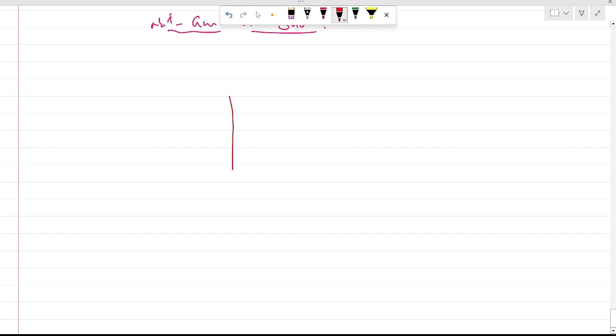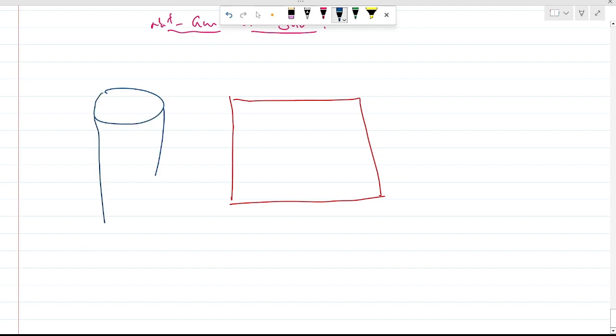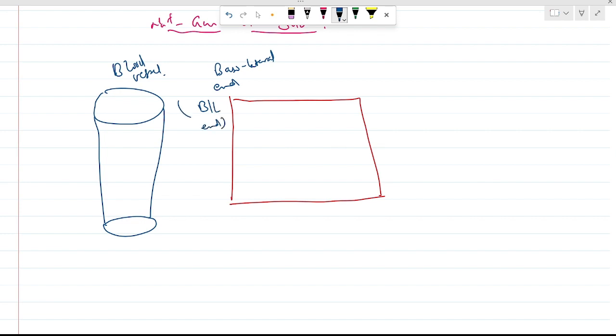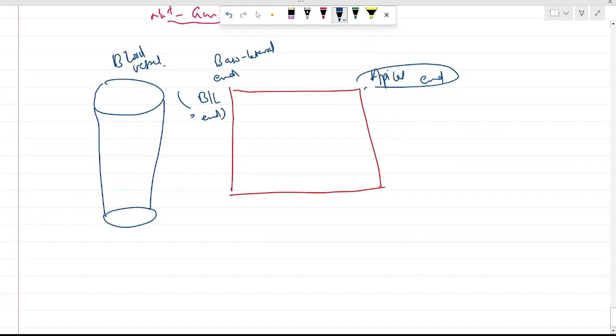Suppose this is a cell, and outside here is a vessel or a tissue. Supposedly this is a blood vessel. The end of the cell which is near to the blood vessel is called the basolateral end. This end, which is away from the blood vessel, is called the apical end. So through this apical end, we are going to see what happens.